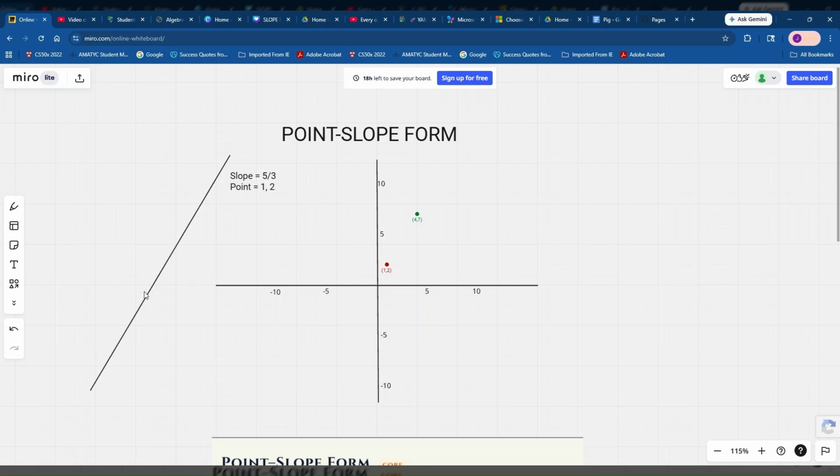Suppose that we know the shape of a line, its slope going up 5 for every 3 that it goes over, and we know that it goes through the point (1, 2). Well, if we know those two things, we can click that together and use what's called point slope form to generate an equation of what that would look like.